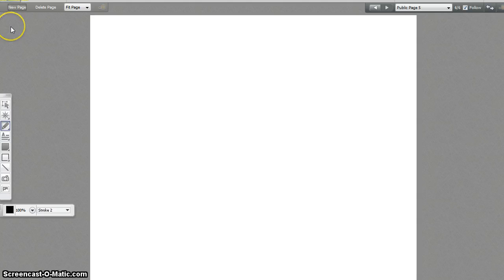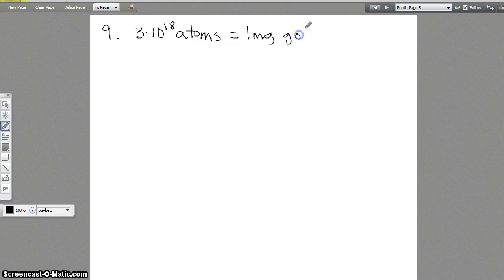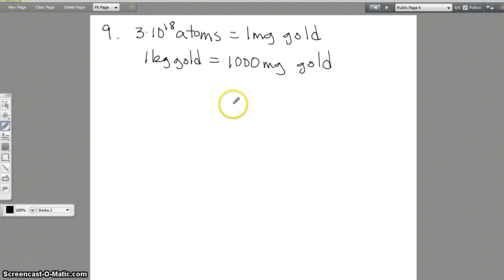So numbers 9 and 10 are just like numbers 16 and 17. In number 9, it says there are approximately 3 times 10 to the 18th atoms in 1 milligram of gold. So that equals 1 milligram of gold. And it says that 1 kilogram of gold is equal to 1,000 milligrams of gold. And then the problem asks for part A, how many atoms are in a kilogram?